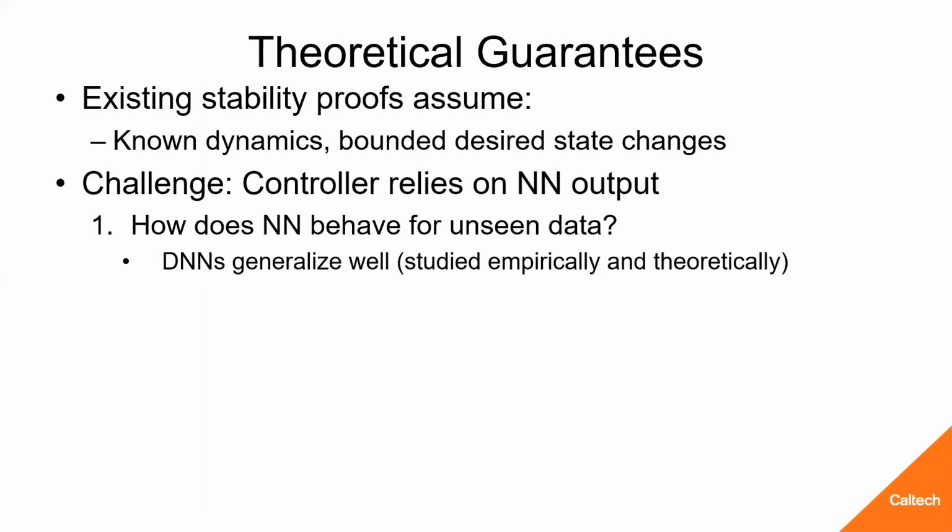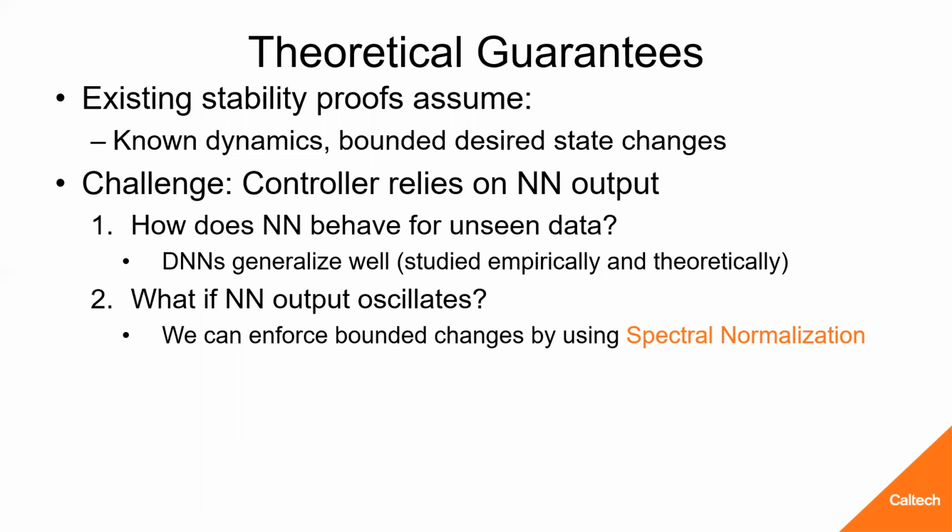First, how does the neural network behave for unseen data? That's something that is studied a lot in the machine learning community, both empirically and theoretically, given how much data you need to get small approximation errors. But the second problem that we were really worried about is oscillations.